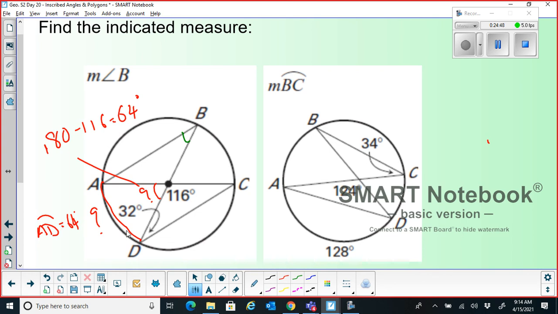If this is 64 degrees, the measure of angle B here will be half of this particular arc, which is 32 degrees. So angle B equals half of AD, and we already had AD as 64, so half of 64 gives us 32 degrees. So the measure of angle B equals 32 degrees.